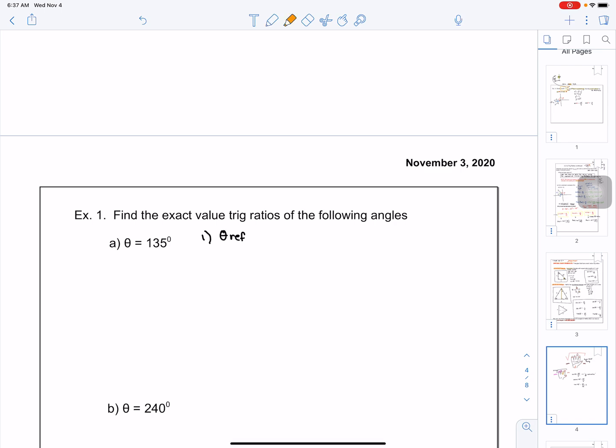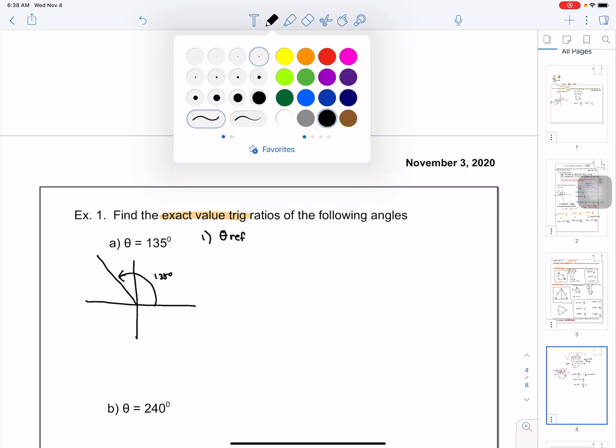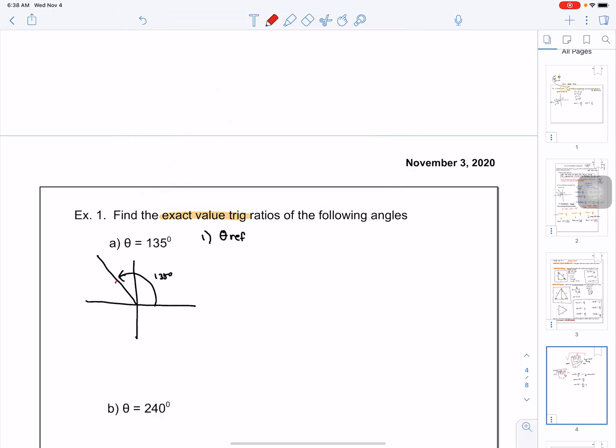because I'm looking for the exact value of trig ratios, but I give you 0 numbers on my terminal arm. All I tell you is that I have a 135-degree angle. So if this is a 135-degree angle, that's the only information I'm giving you. So you'll have to clue in and remember that I need my reference triangles with the special triangles relating to this. So I want to find my reference angle, which is the angle dropped down to the x-axis.